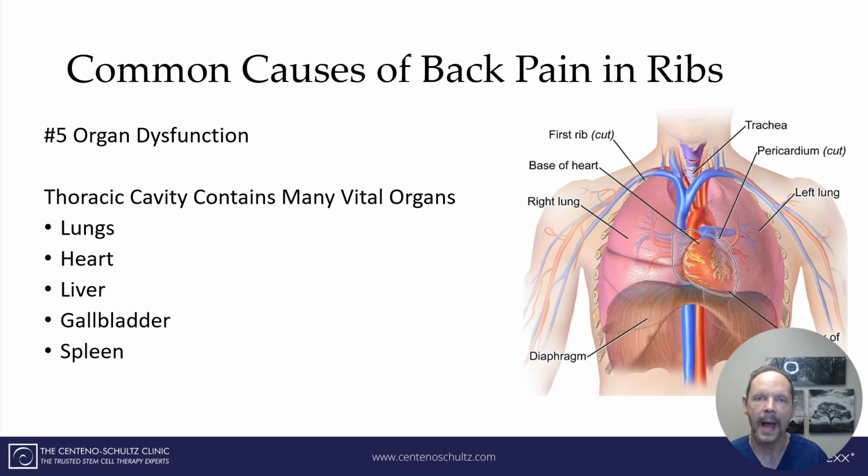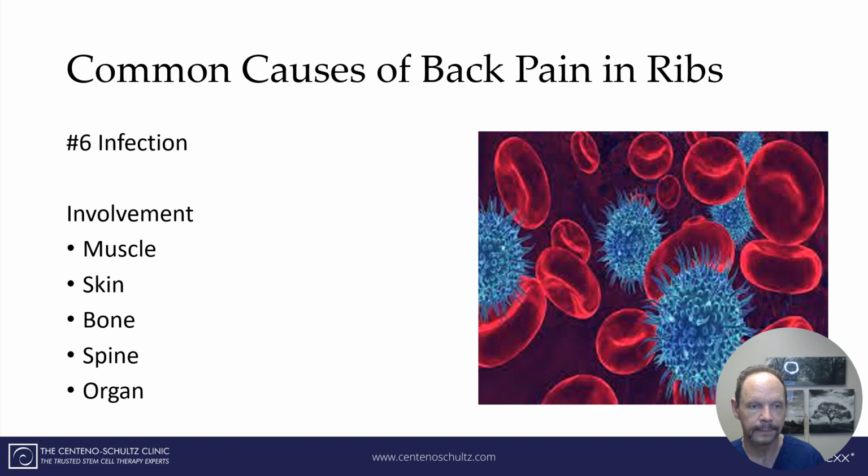Number 5, organ dysfunction. Unlike the cervical spine and the lumbar spine, the thoracic cavity is actually rich in many vital organs, and that includes the lungs, the heart, the liver, the gallbladder, and the spleen. All these can be diseased, injured, and cause subsequent pain, and they need to be evaluated.